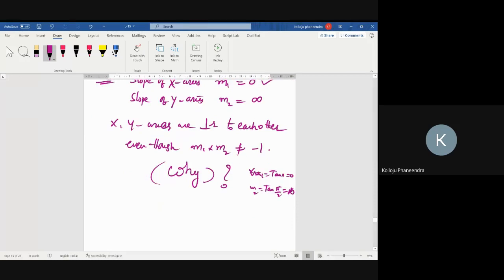What is 0 by 0? See, good. M1 into M2, what are you taking? Tan 0 into tan pi by 2, correct? Yes, sir. So you are considering tan 0 by 1 by cot pi by 2. What is cot pi by 2? Tan 0, 0. Cot pi by 2? Also 0. 0 by 0.